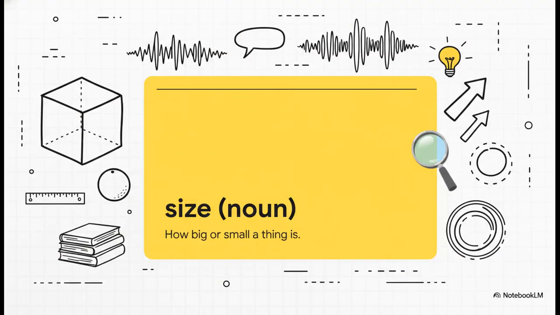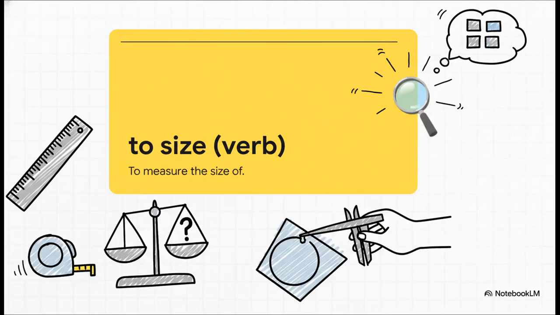As a noun, size is totally straightforward. It tells you how big or small something is. It's just a label, a fixed description. Simple enough, right? But here's where things get interesting. As a verb, to size becomes an action. It's the process of measuring, of figuring something out. And that little switch is where the magic really begins.